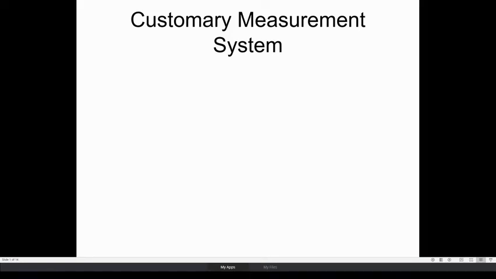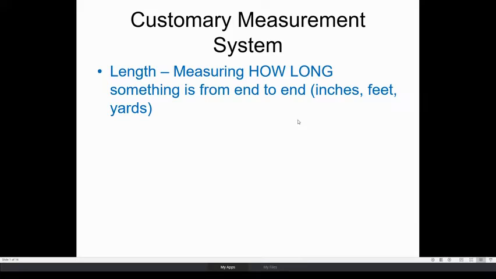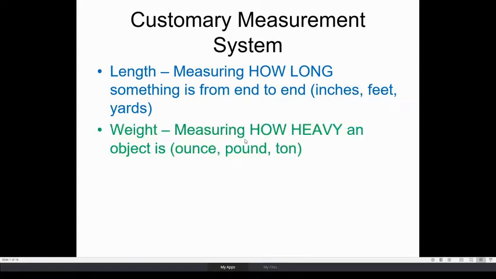Today is the last measurement system that we're going to be looking at. So remember, the first one that we looked at was length, and length is measuring how long something is from end to end, and we used inches, feet, and yards for that. Next we looked at weight, and that's measuring how heavy an object is, and we use ounce, pound, and ton.